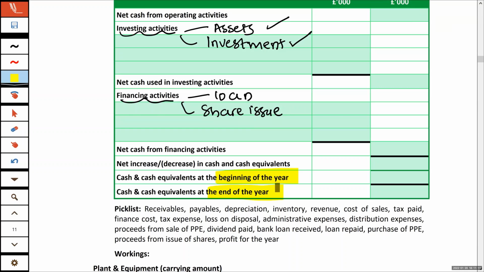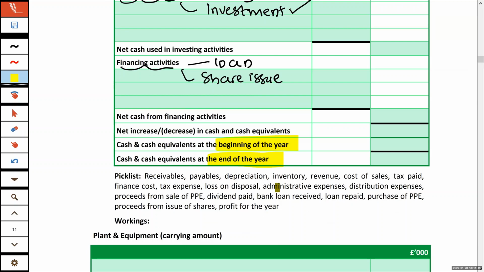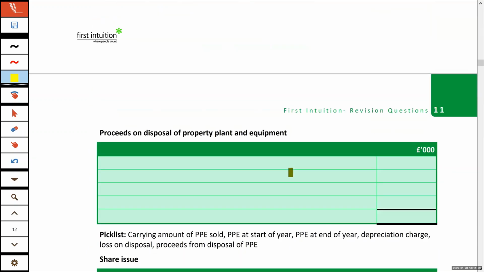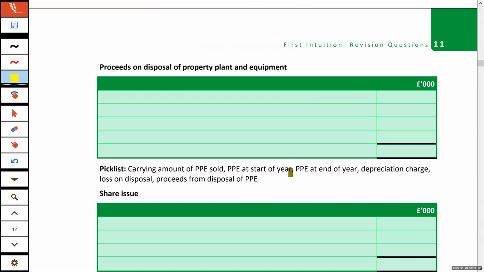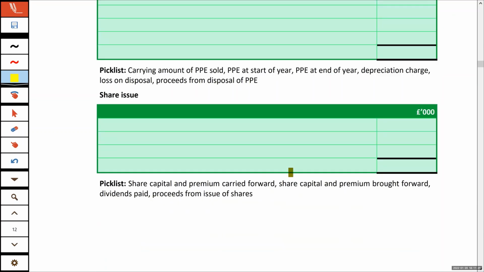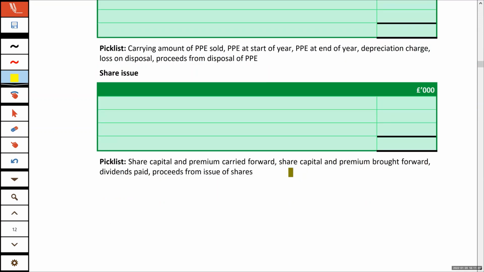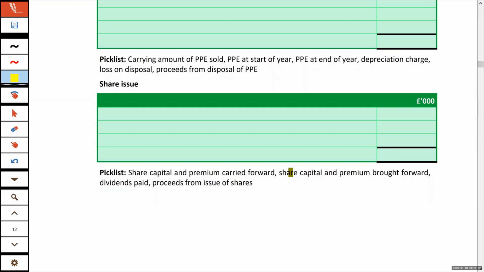We are also given some more working boxes like plant and equipment. We are given some proceeds on disposal of PPE and some share issue box as well. So again, we will be using these boxes because what if our final answer is wrong, I know the marker, the examiner, is going to give me marks for any of my workings as well.